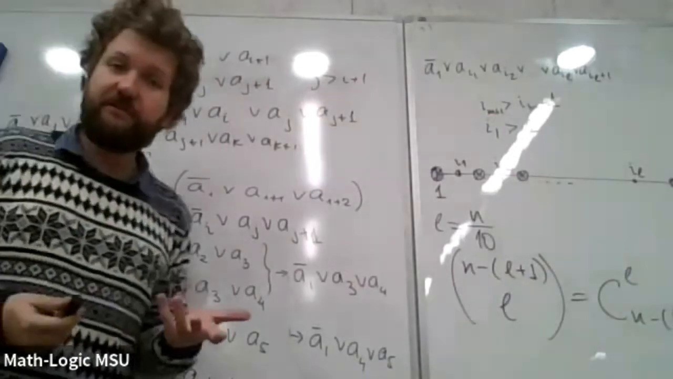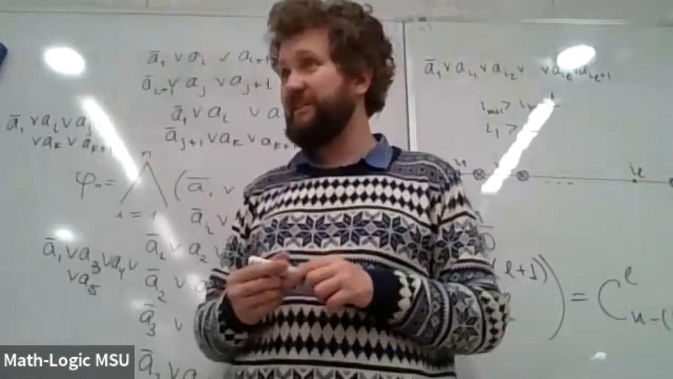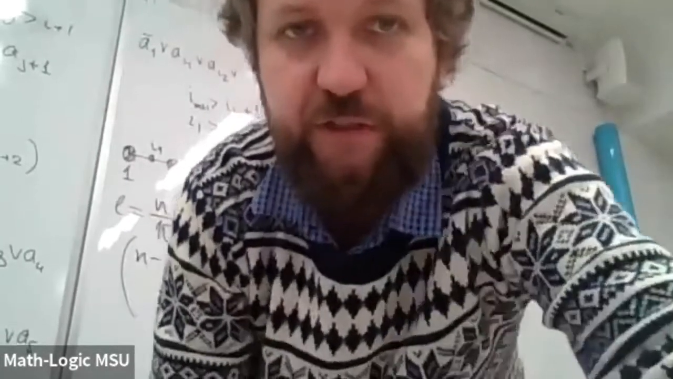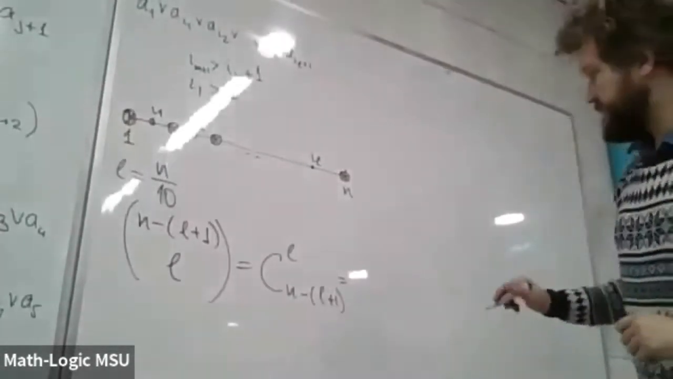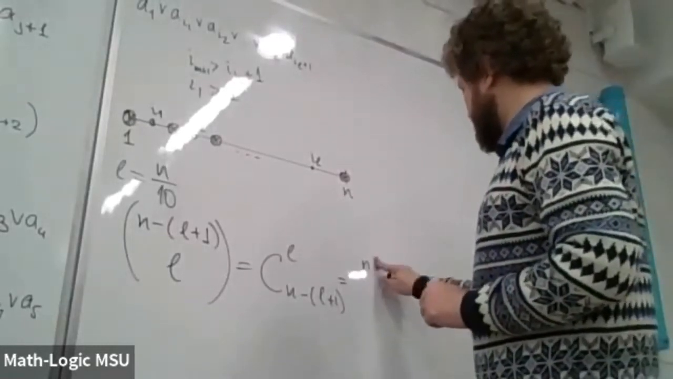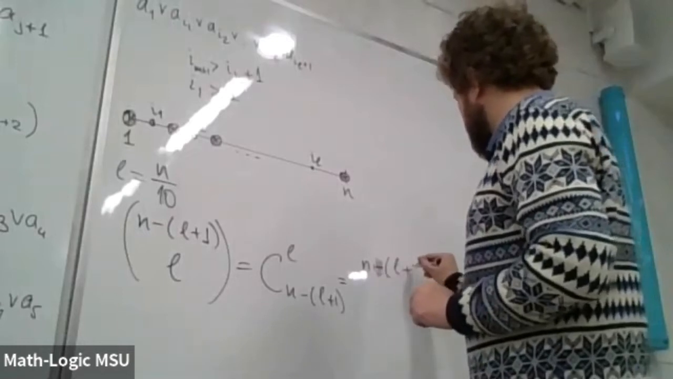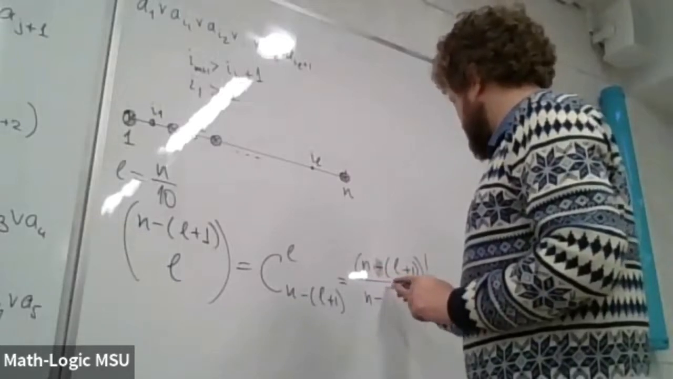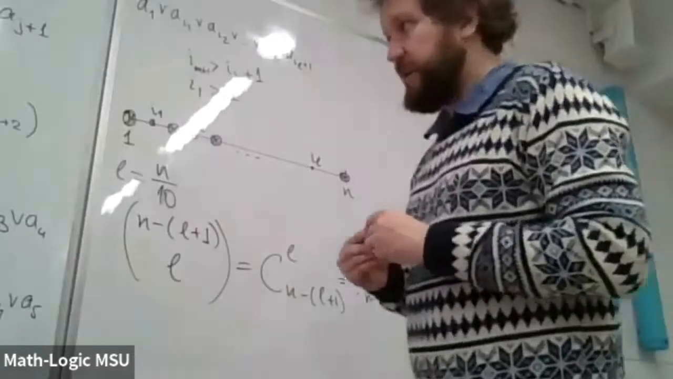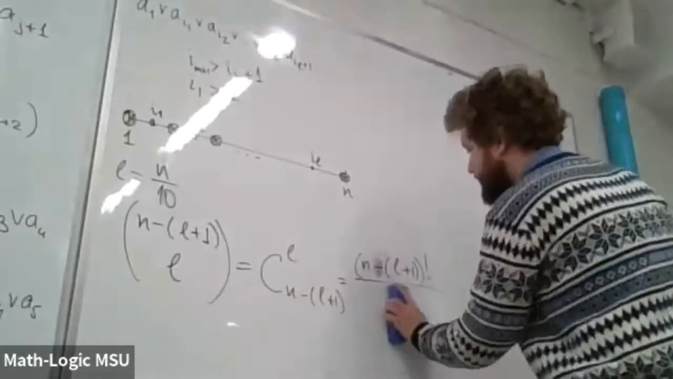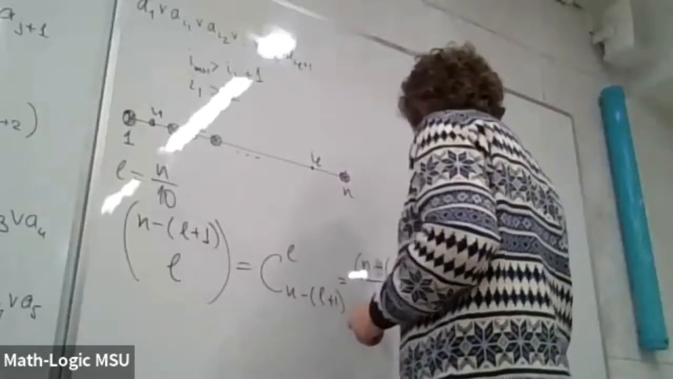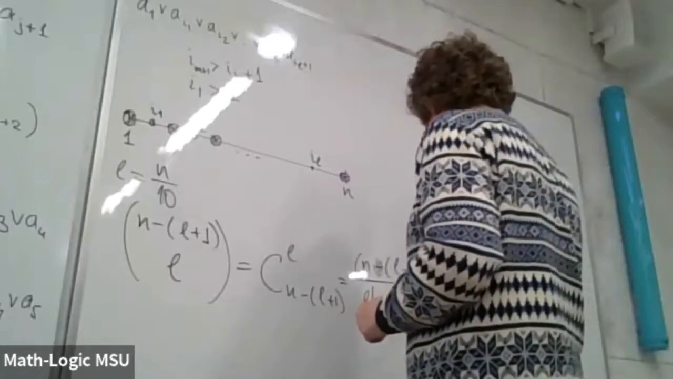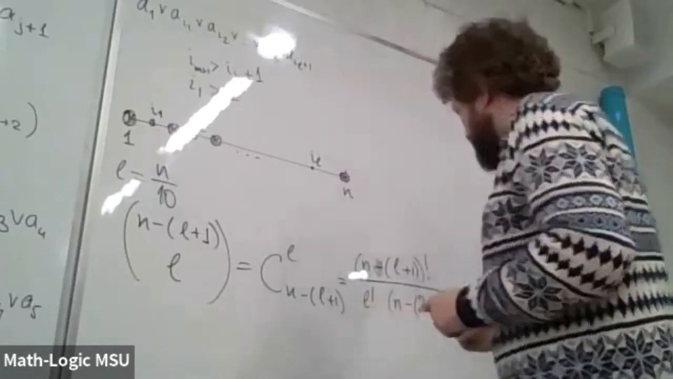Okay, and now we have to compute. So this looks like an exponent, but we have to be confident about that. Let me rotate my webcam in order to show this to all the people on Zoom. So this is going to be n plus 1 factorial divided by L factorial multiplied by n minus 2L plus 1 factorial.